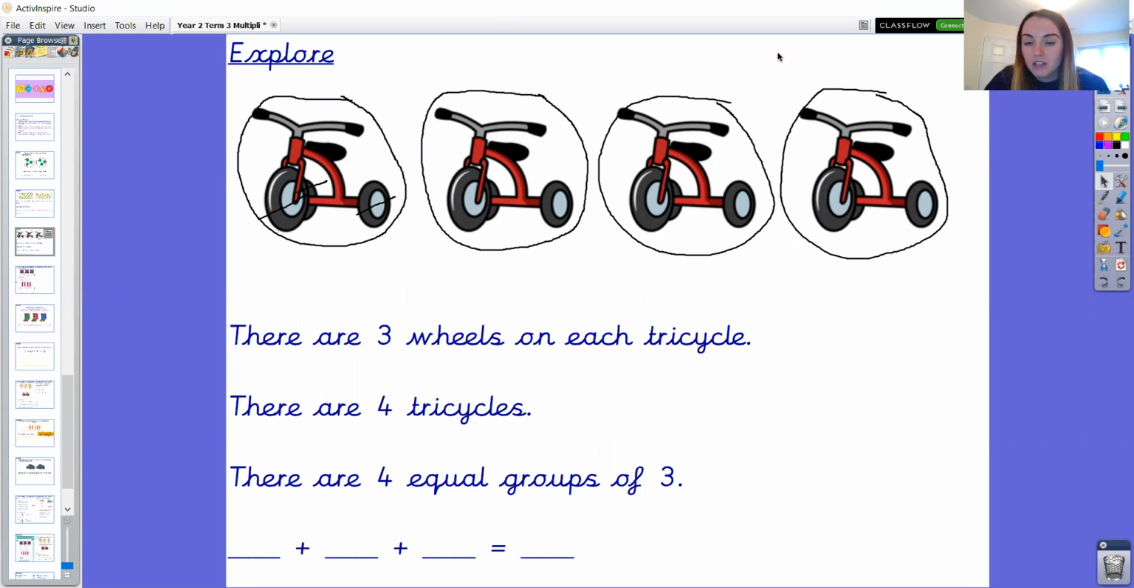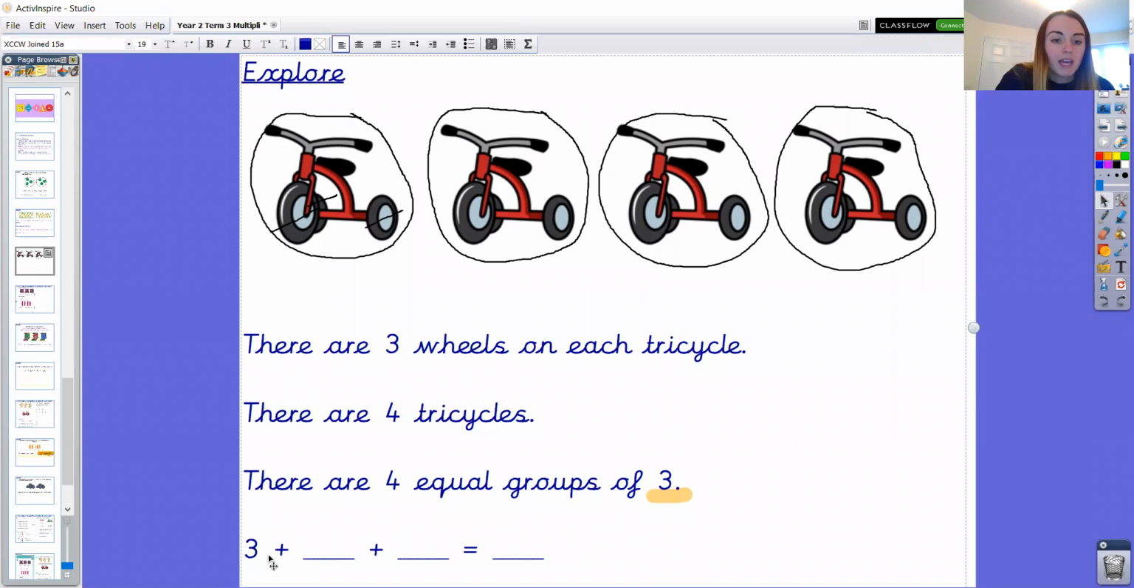So, with repeated addition, we add the amount inside each equal group. So I know that there are 4 equal groups of 3. So I'm going to be adding 3 every time. So 3. Sorry, I'm second guessing my typing here. 3, add 3, add 3, add 3. There are 4 equal groups of 3. So we have 4 lots of 3.